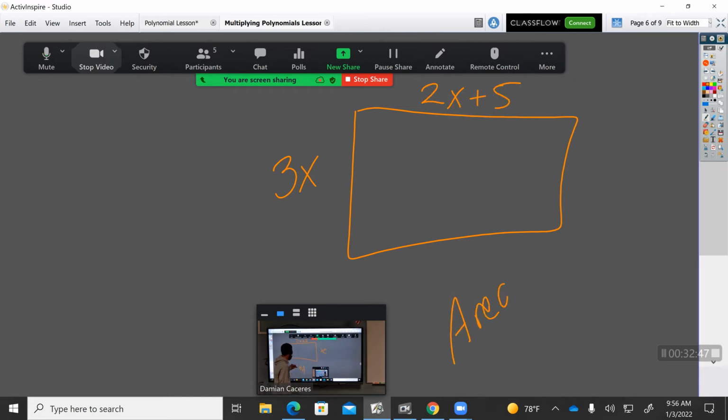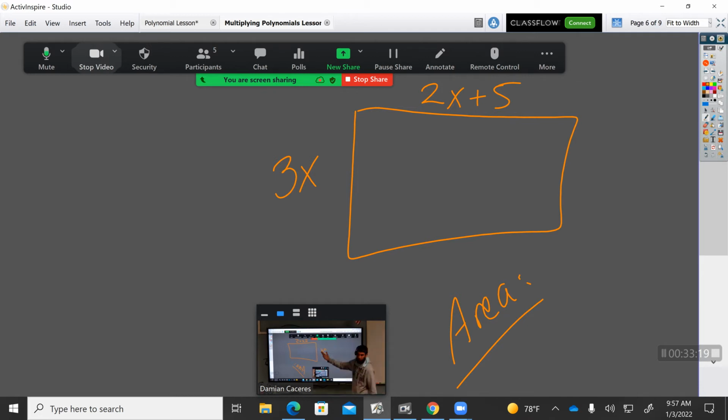What's the area of this pool? Let's see if you really understand. What's the area of this pool? No. How do you find the area? Multiplying what? Both sides. The length times the width. How many terms do you have for your width? Two terms. So don't multiply the 3x only to the 2x. It has to go to both terms.